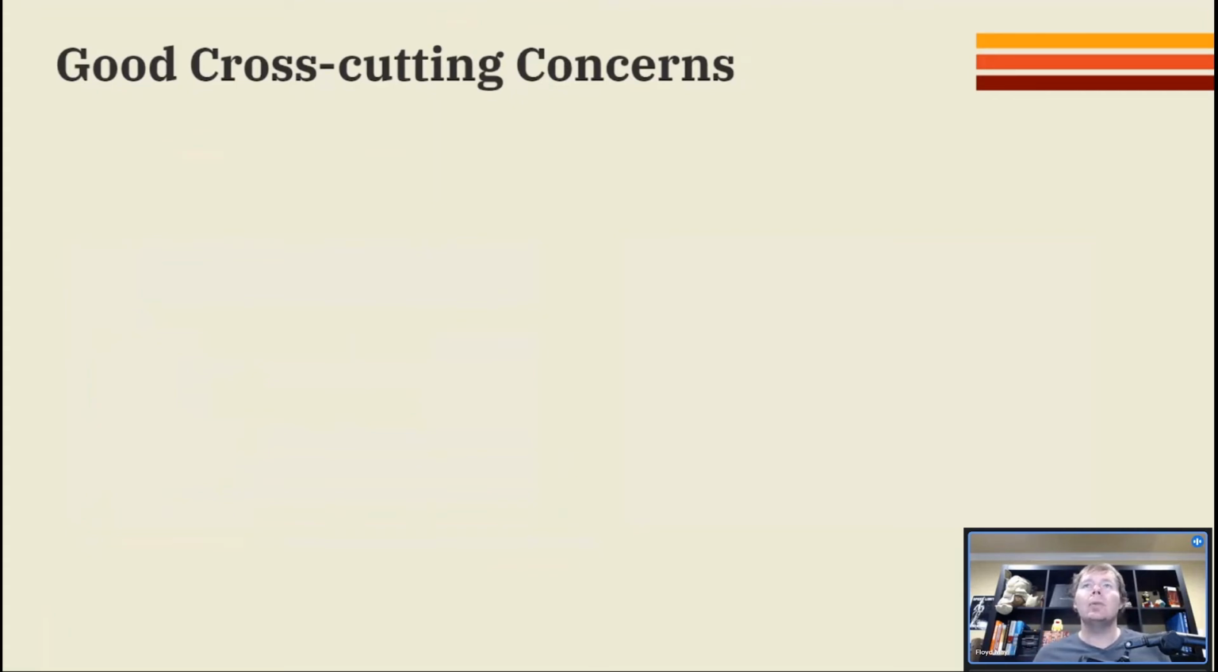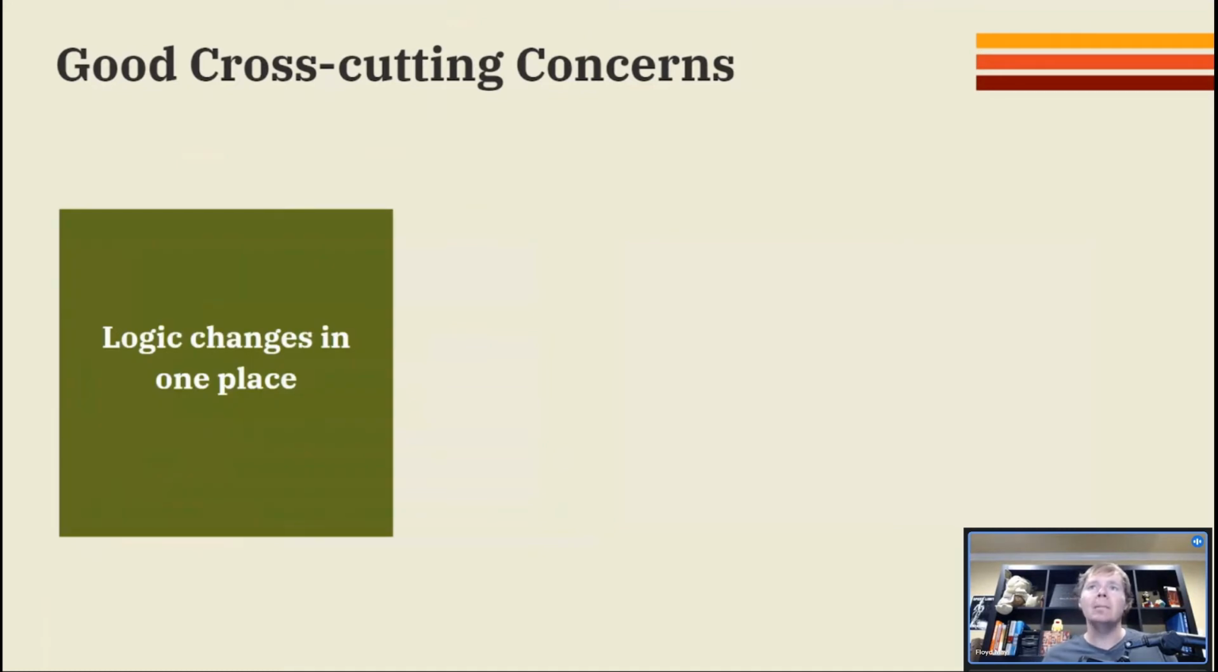What does good code that handles cross-cutting concerns look like? Well, number one, your logic changes in exactly one place. You don't want to have to change the exact same logic in dozens or hundreds of places. So if your authentication method changes, or if you need to log a little bit more information or log it a little bit differently, you change it in one place, not in dozens, definitely not in hundreds.